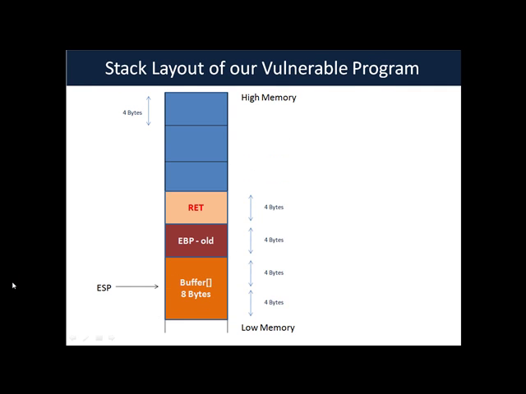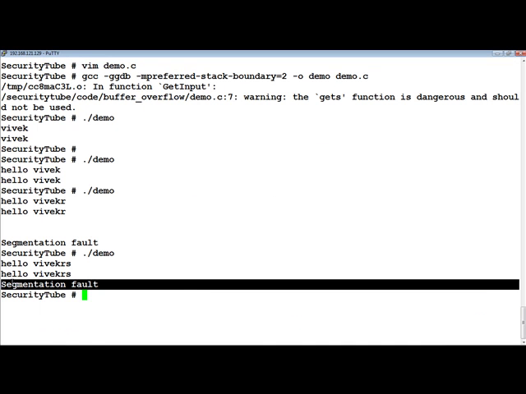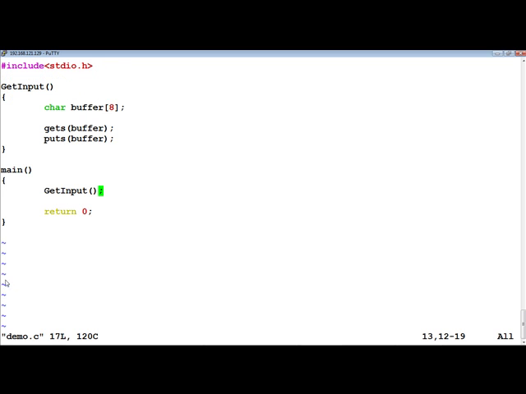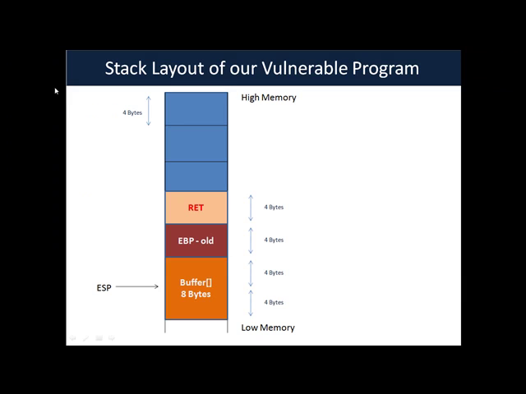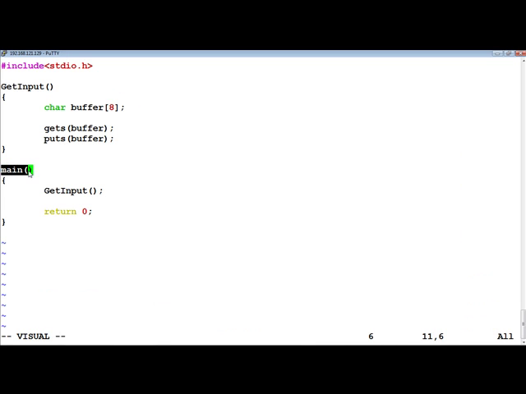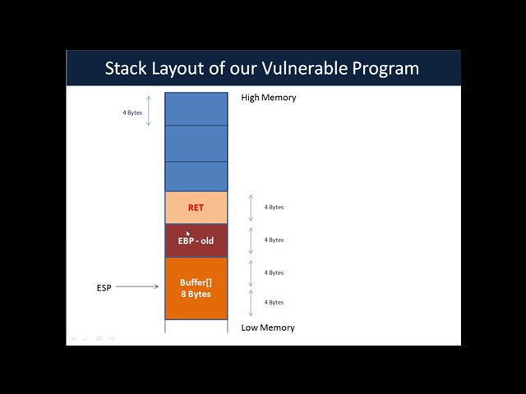Go to the next slide, and now let's try and understand the stack layout of our vulnerable program. If you go back to the program code very quickly, the getInput function does not take in any arguments. Thus, there are no arguments which will be pushed onto the stack. However, when the main program transfers control to getInput, it will push the next instruction address, which would be return 0, onto the stack.